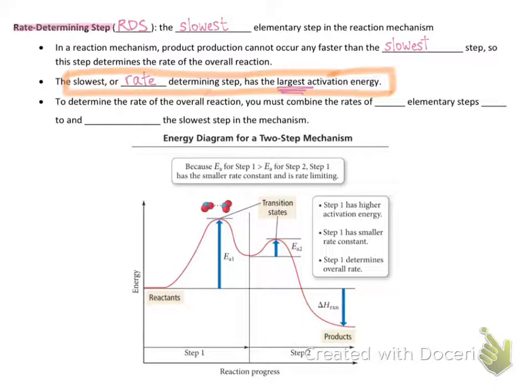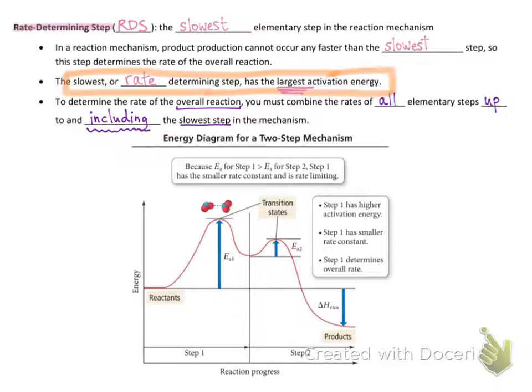You can look at a reaction mechanism graphically and determine which step is going to be the rate determining step, because the slowest step is going to be the one that has the largest activation energy, or the largest peak. So to determine the rate of the overall reaction, you have to combine the rates of all the elementary steps up to and including the slowest step in the mechanism.